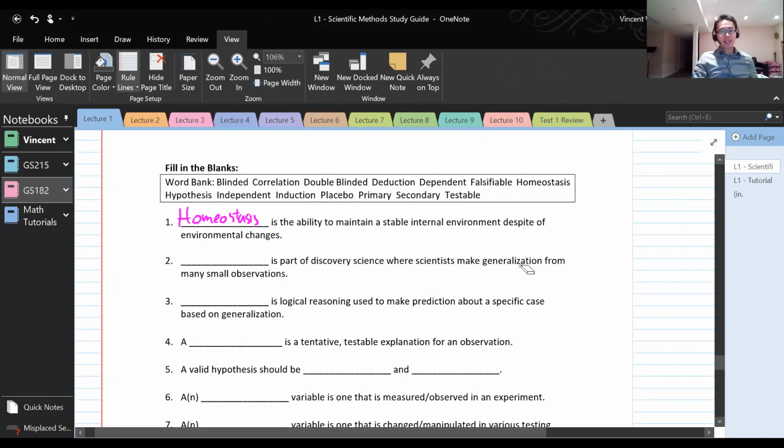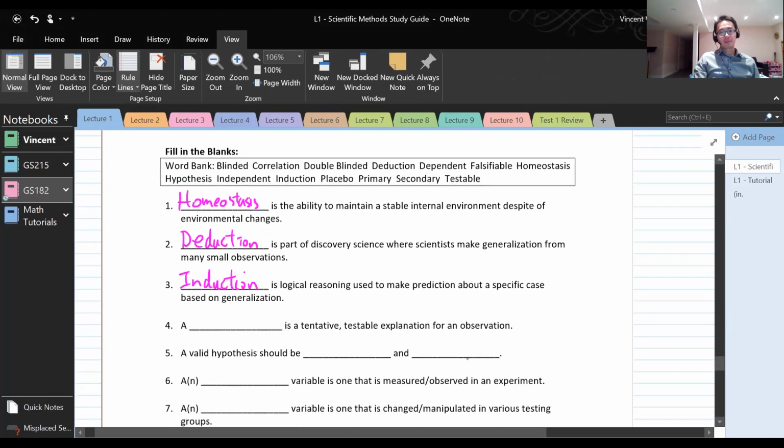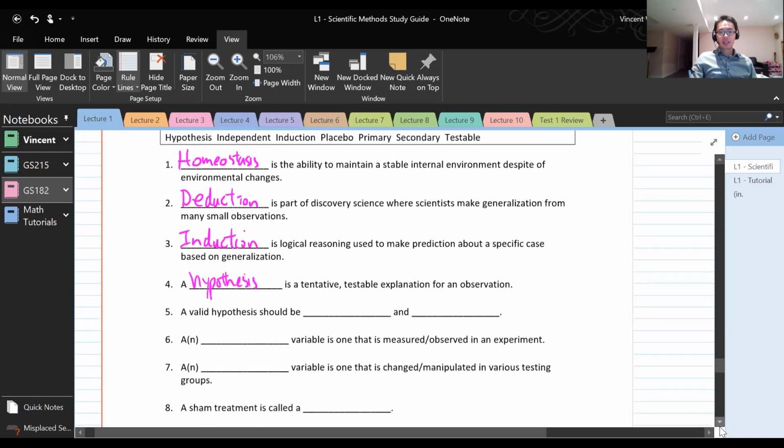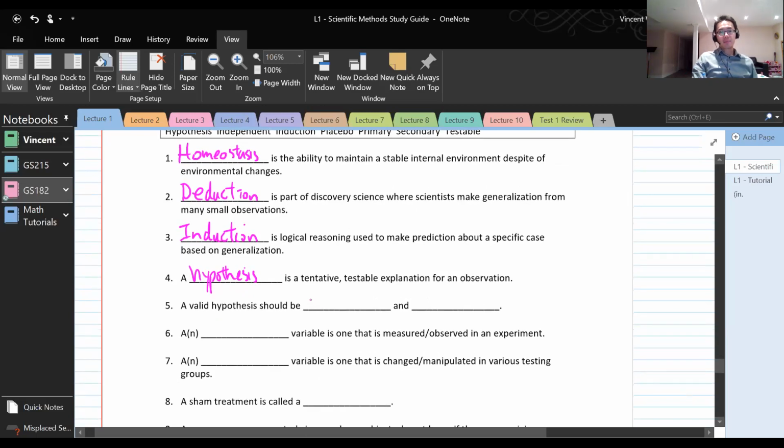This one goes from generalization to many specific observations. That is deduction. If you're going in the other direction, from specific to generalization, that is induction. A hypothesis is a tentative testable explanation, and it must be testable and falsifiable.